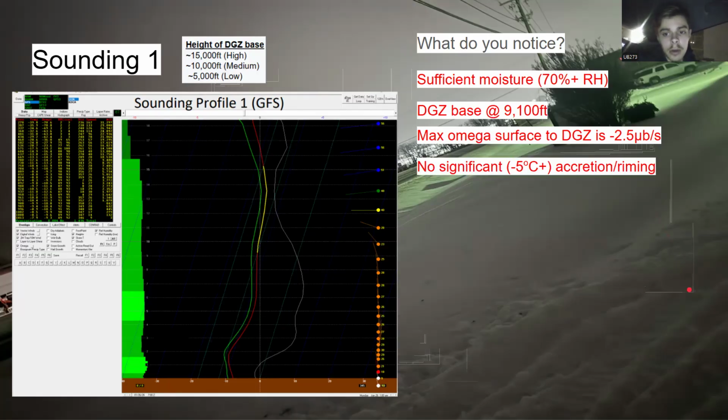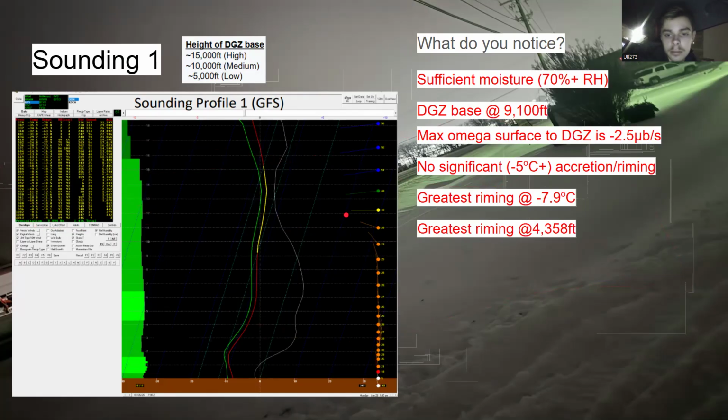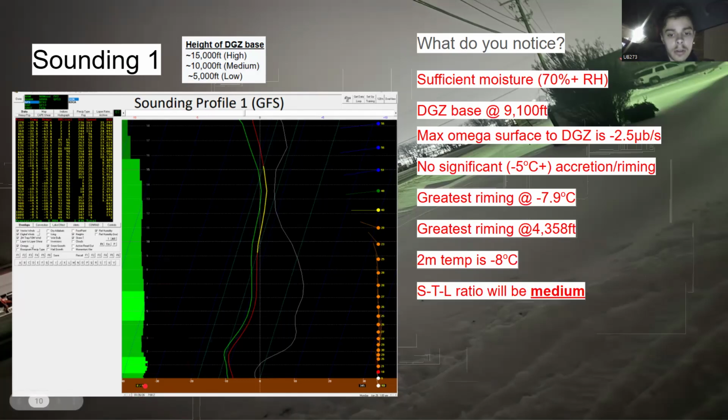No significant accretion or riming, which means that we're above negative 5 degrees Celsius. If you look over here, that doesn't really happen. The greatest riming that we do have is at the greatest temperature that we see, which is -7.9, and it occurs at 43,800 feet. 2 meter temperature is at 8 degrees. So the snow to liquid ratio will be about medium. Snowfall will be moderate in this case.